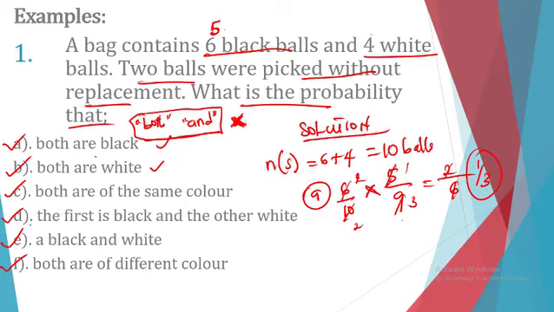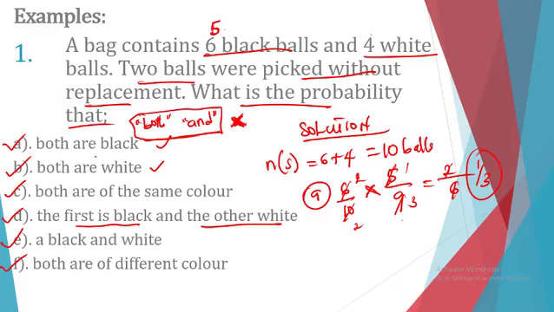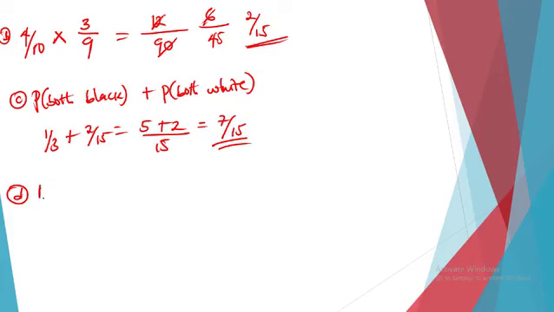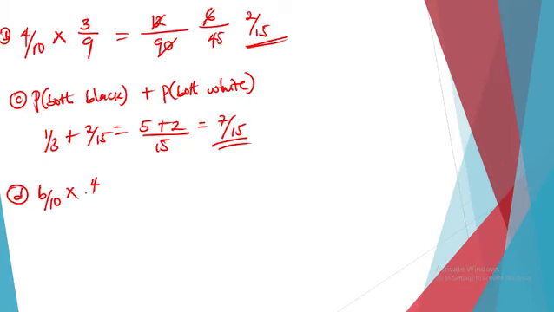At D, we should find the probability that the first is black and then the other white. If the first is black, it will be 6/10 times the other white. Remember now, we have how many whites? 4, right? All over 9 instead of 10. You know how we got the 9? Because 1 already has been chosen out of the 10 and there's no replacement. So we then have 10 minus 1, which is equal to 9. Okay, so let us start.